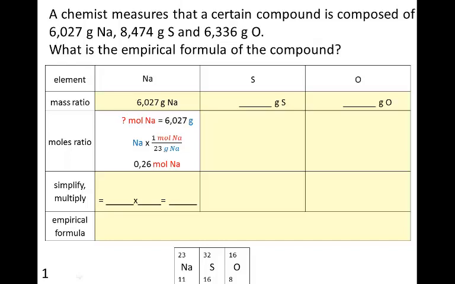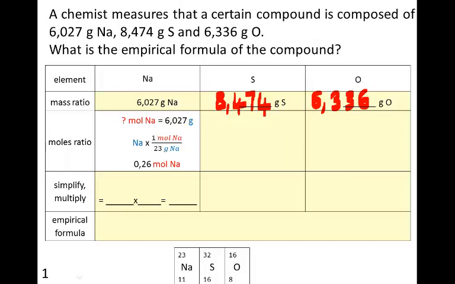So a chemist measures that a certain compound is composed of so many grams of sodium, so many grams of sulfur, and so many grams of oxygen. We have to find the empirical formula of the compound. So the elements inside this compound are sodium, sulfur, and oxygen. And the mass ratio that the chemist has measured is 6,027 grams of sodium for every 8,474 grams of sulfur and 6,336 grams of oxygen. So this is a mass ratio, but the formula contains a mole ratio, a particle ratio.